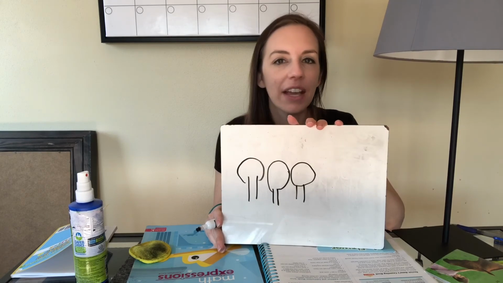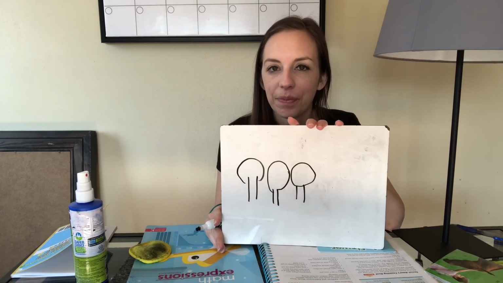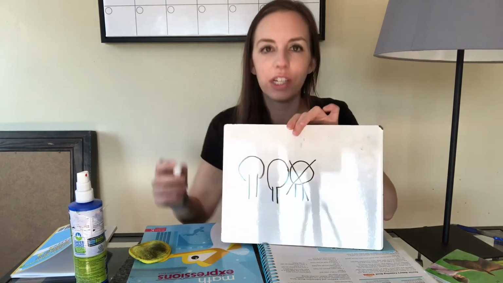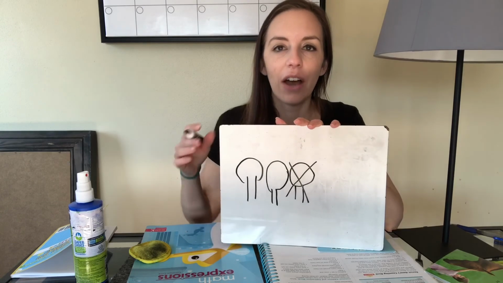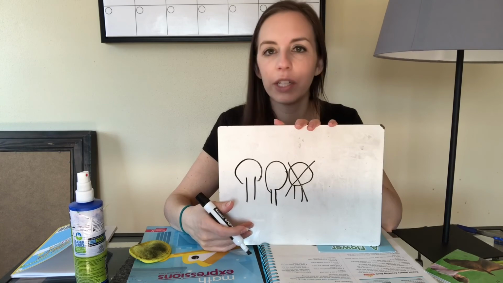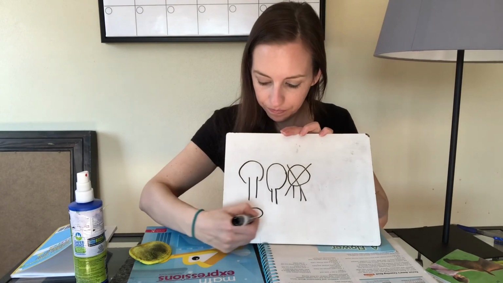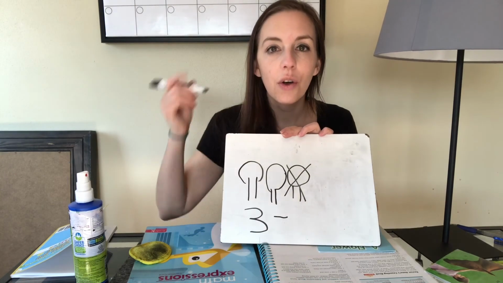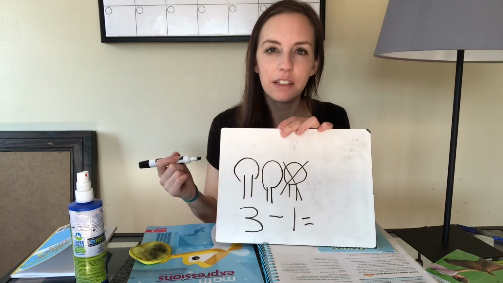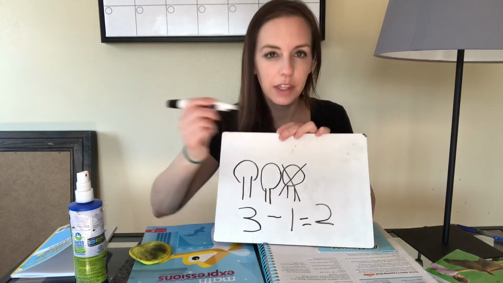So did he take away a tree or add a tree? He took it away. He cut it down. So cross one of your trees out. Now, to write the math equation, we need to look at how many trees we had to start before we took any away. When we started, we had 1, 2, 3 trees. Then we took 1 tree away. How many trees do we have left? 2. There's only 2 trees left. Very good.